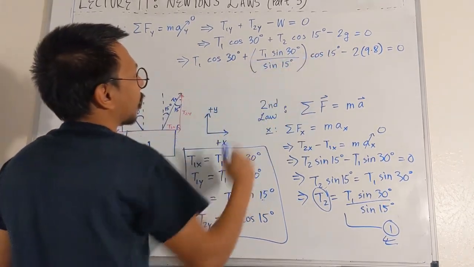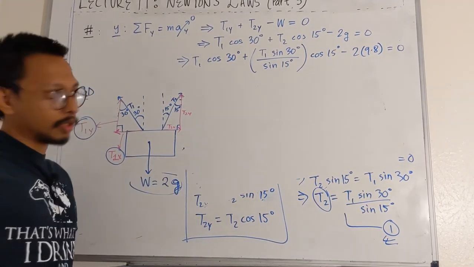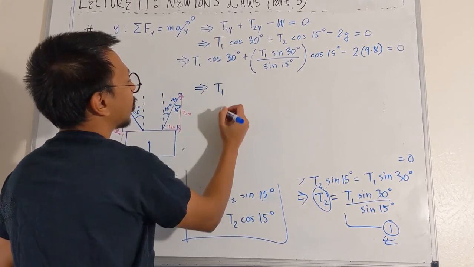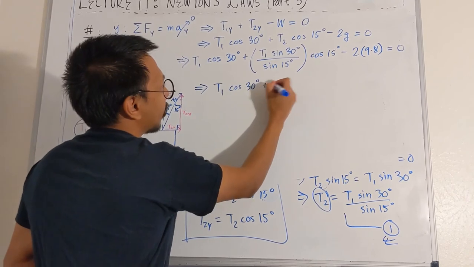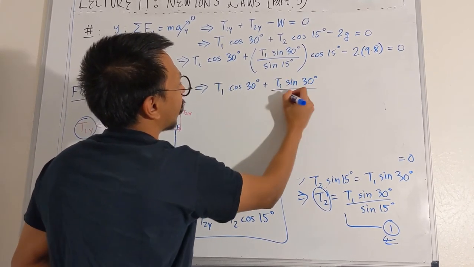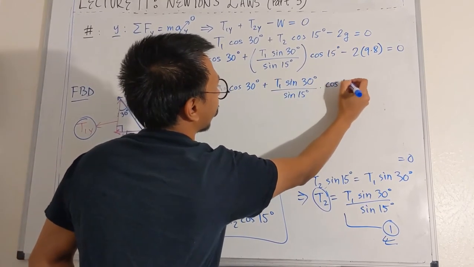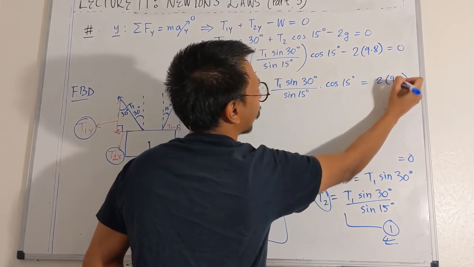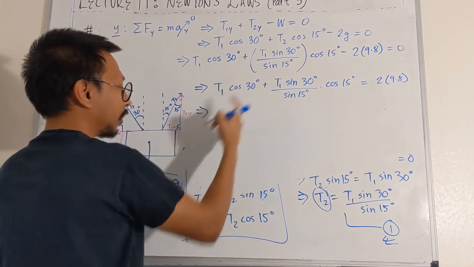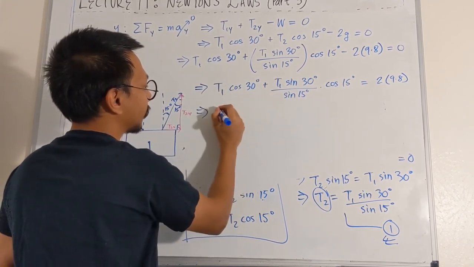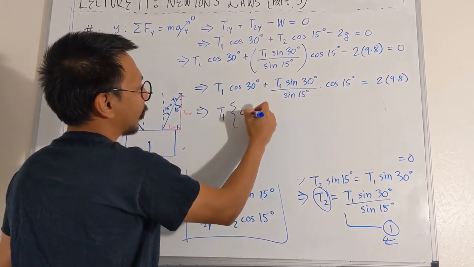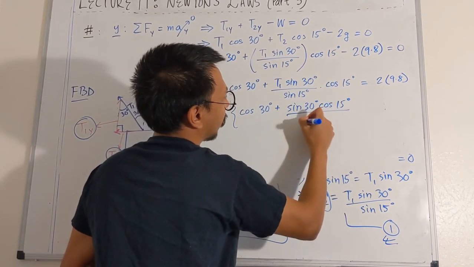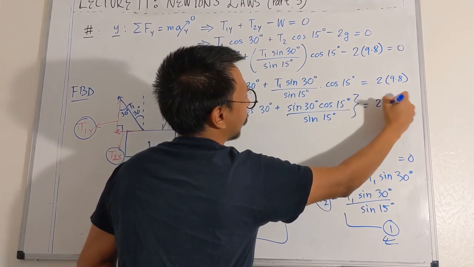All right, now we can see that we have only one unknown in this whole equation. Let's make some more space. So let us separate out T1 terms and everything else on the other side. So let's keep T1 terms on the left hand side. So we have T1 cosine 30 plus T1 sine 30 over sine 15 times cosine 15, and then add 2 times 9.8 to both sides of the equation. So we will have 2 times 9.8 on the right hand side, and we realize that we can choose to factor out T1 from these two terms because they both have T1 in it. If we do that, we'll end up with cosine 30 plus sine 30 cosine 15 over sine 15 equals 2 times 9.8.